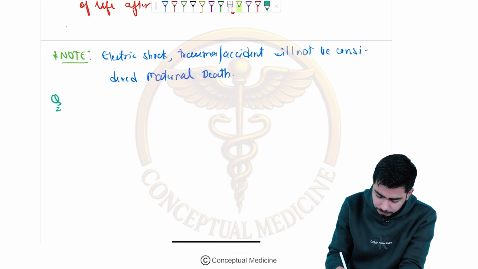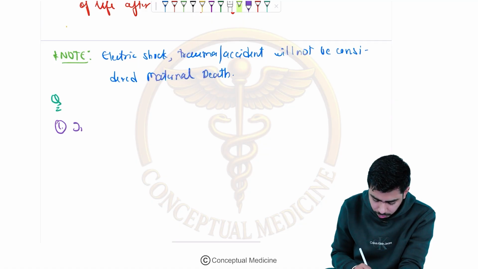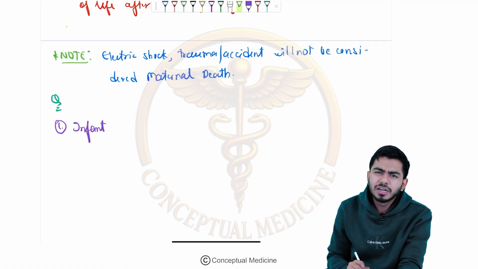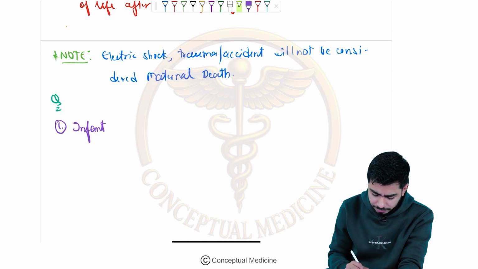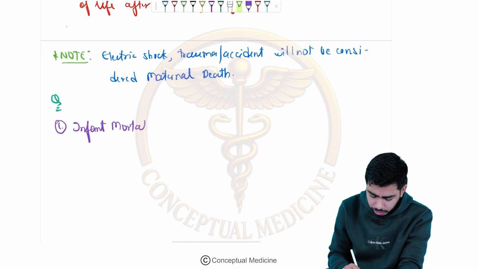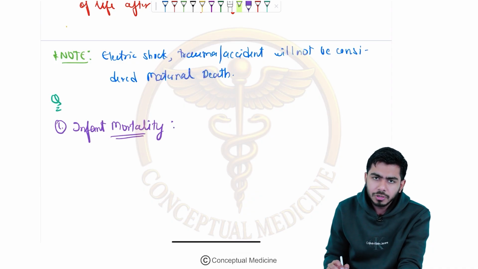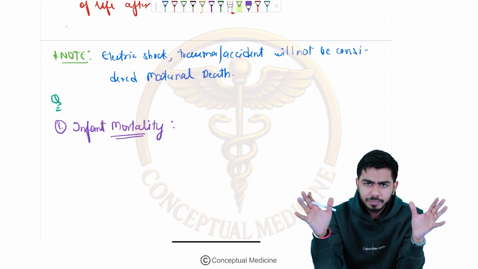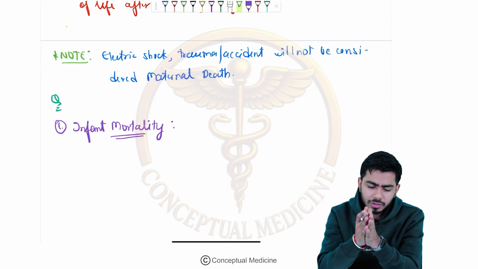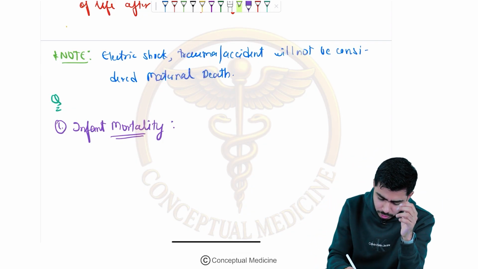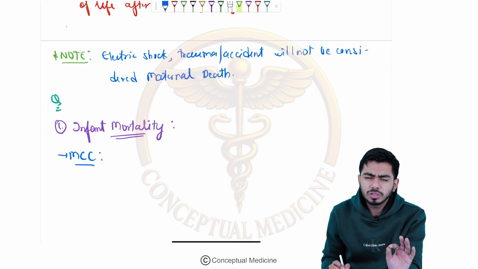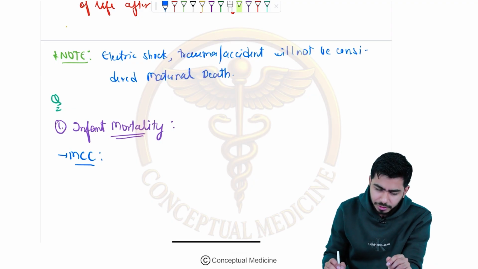First, let me talk about the very first one, that is infant mortality. We have already talked about the formulas: infant mortality rate, neonatal mortality rate, perinatal mortality rate. Now I am coming to the most important causes. What is an infant? Infant means from birth to 1 year of age. So here, what is the most common cause? I'm writing MCC over here, that is the most common cause for infant mortality.